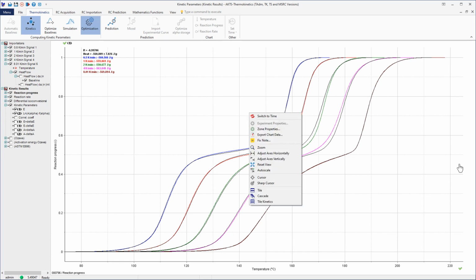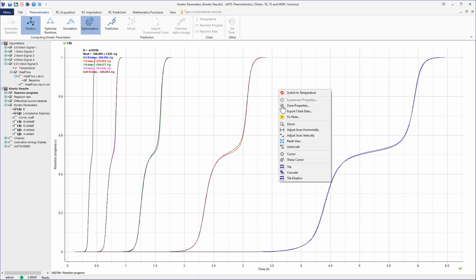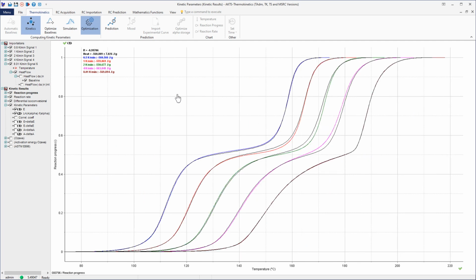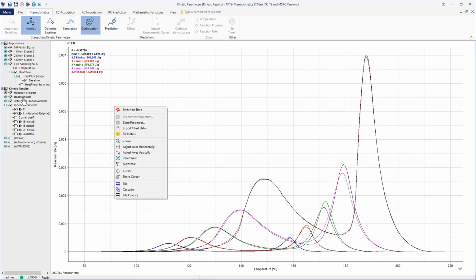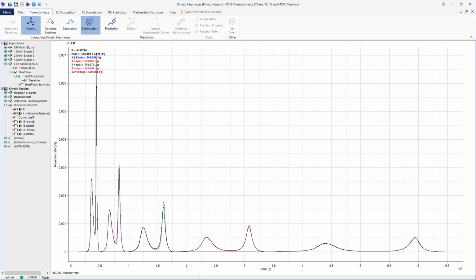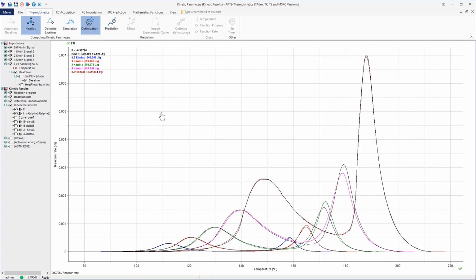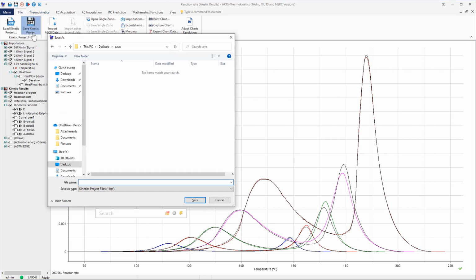After optimization, the courses of experimental and simulated curves can be displayed as a function of temperature or time. Before closing the kinetic analysis, one should save the results in Kinetic project file, KPF file. The kinetic data can be saved using the Save Kinetic project tool.